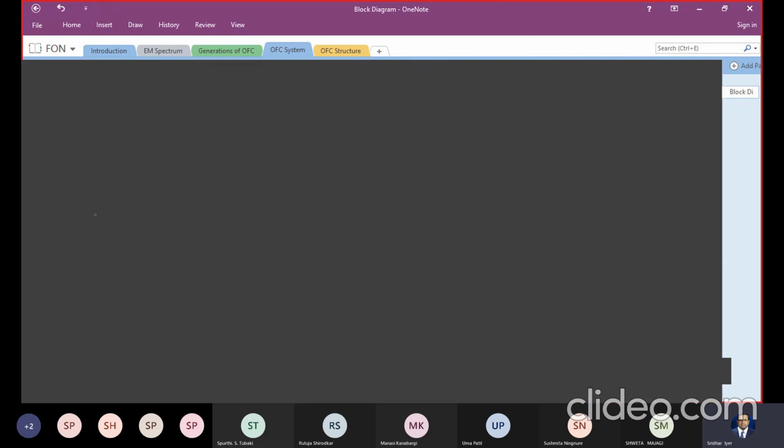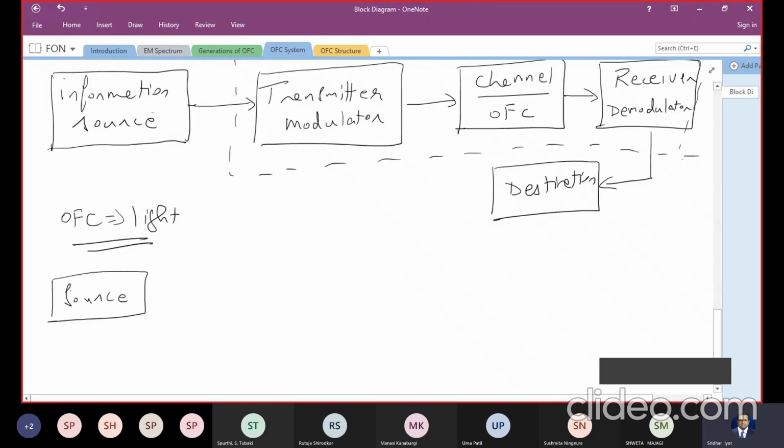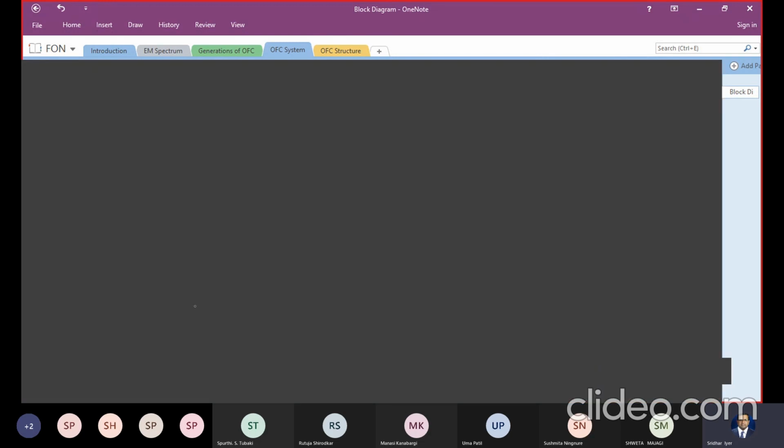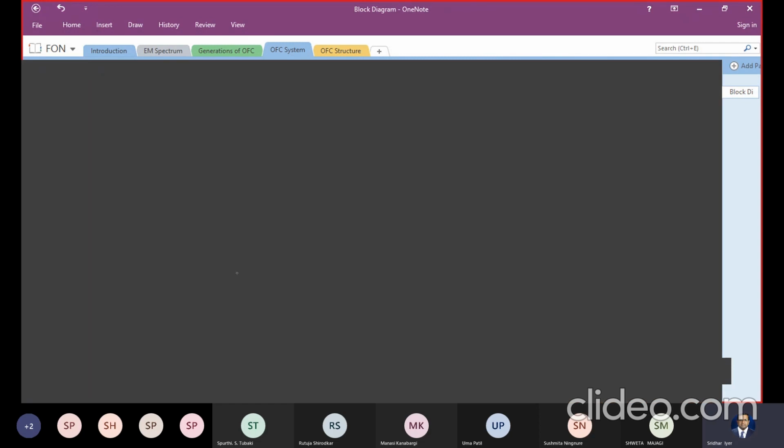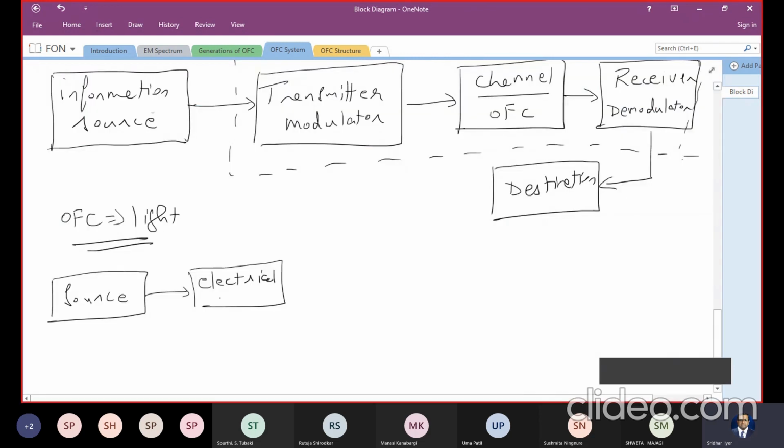Now you must realize that OFC deals with light, but this source which you have here is only going to deal with an electrical current or electric. It is basically part of an electrical system. Therefore, the output which you will get from the source is electrical in nature. So this will be electrical output.